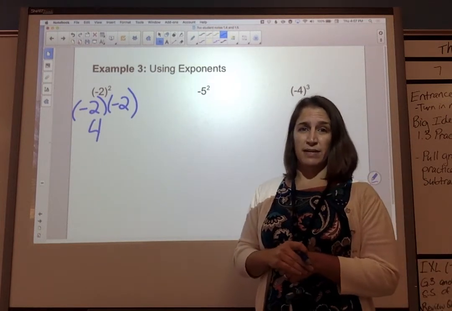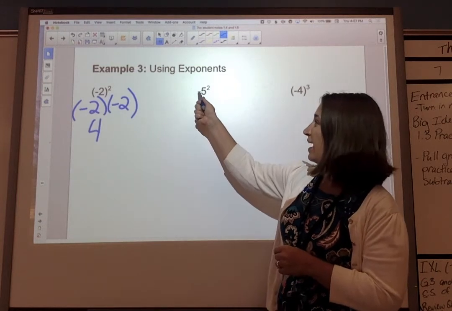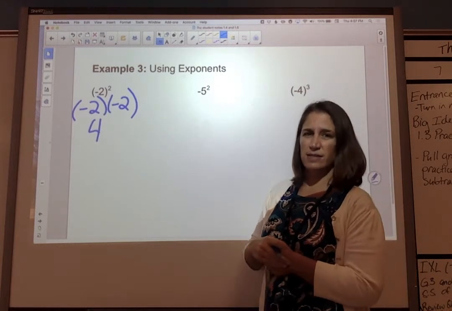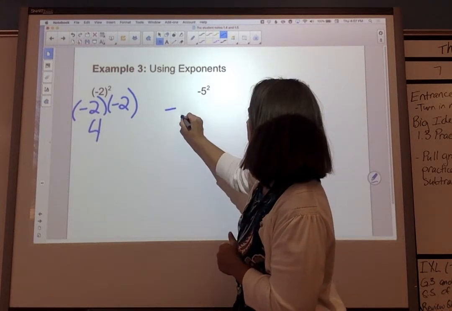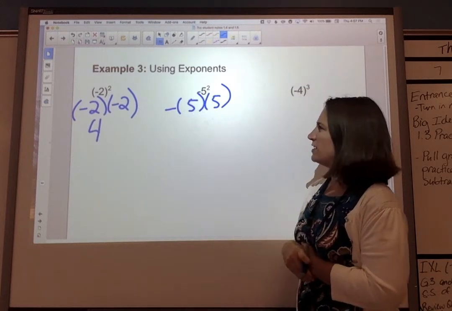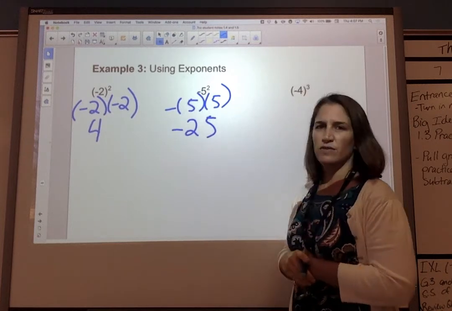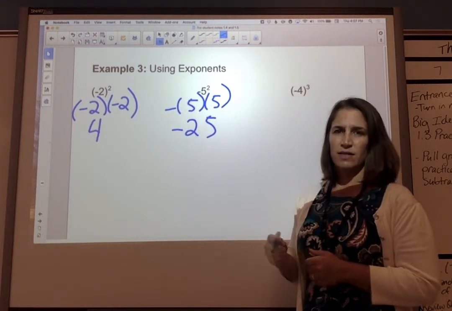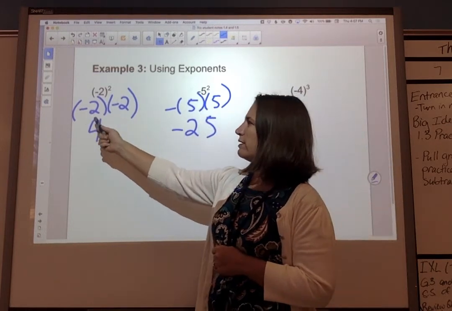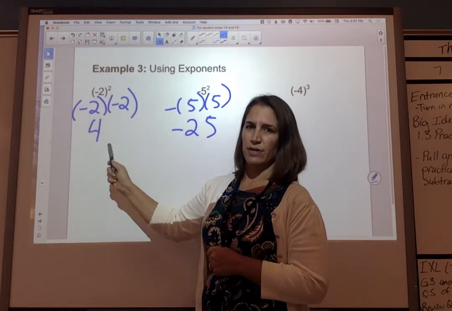-5 is not the base of the power here. 5 is the base of the power, and then we have the opposite of whatever this power is. So in this case, we have negative 5 times 5, which is -25. So in this case, the end result is a negative integer, whereas in this case, the two negatives were multiplied together to get a positive.